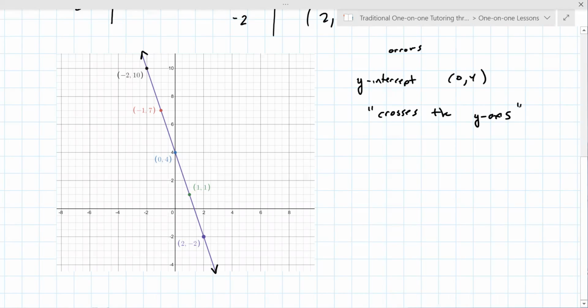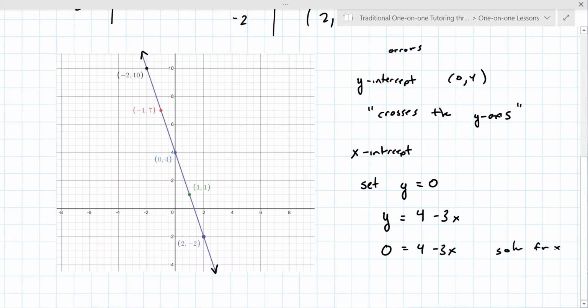And it is not to be confused with the x-intercept. I know in the example that you sent a picture of, there actually is none, but here it's where it crosses the x-axis. So this one's a little bit different. This one, you have to set y equal to 0. Okay, so we had y equals 4 minus 3x. So it would be 0 equals 4 minus 3x. And now you're solving for x.